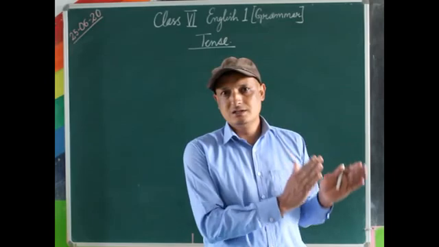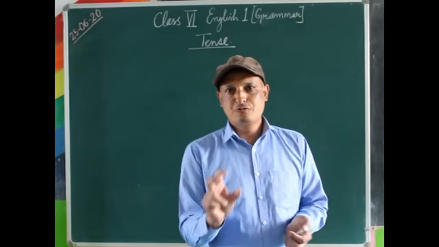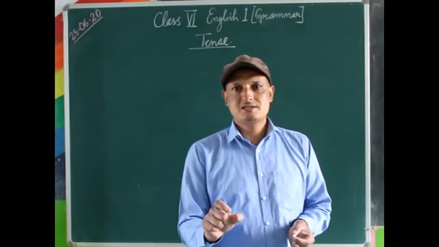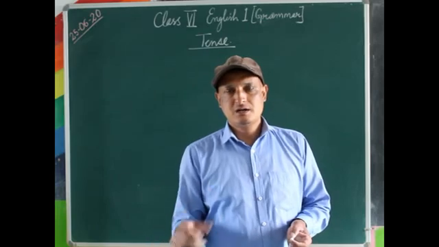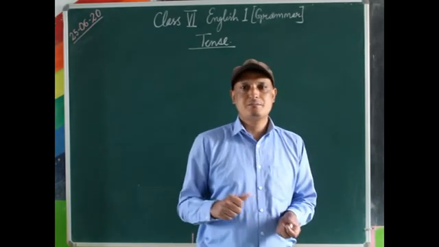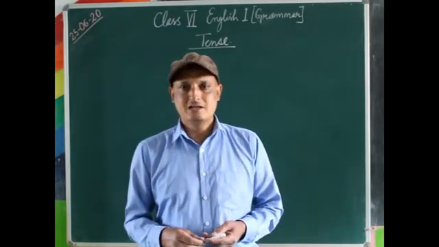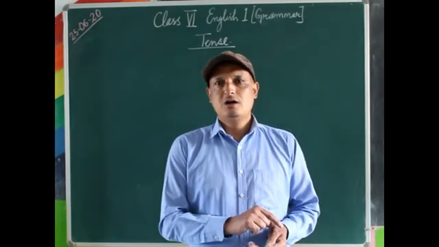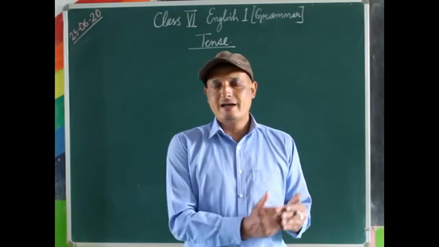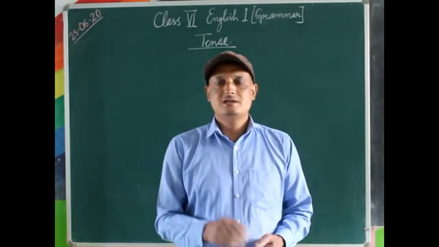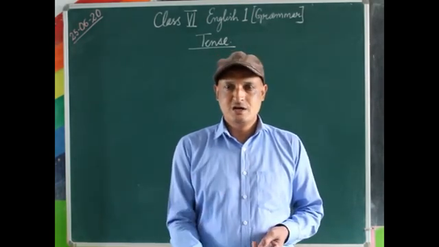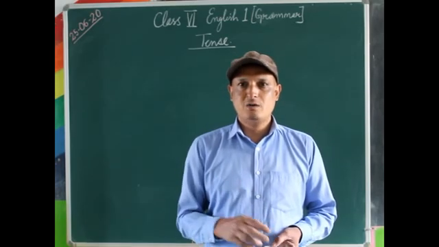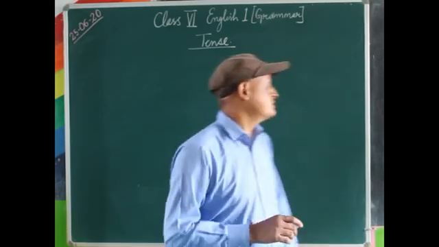Then we learnt about the verbs: the root form of the verb, its past tense, its past participle. The three persons, first person, second person, third person. And the two numbers, singular and plural. Then we saw the ways of writing a sentence in the simple present. So today we will do the second one, the present continuous.